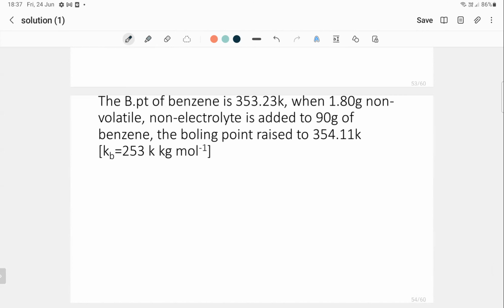Question. Nobody looked at it. Find molar mass of solute. Write it again. Find molar mass. Can we find it directly? No, not directly. Hey, man, here benzene is volatile. They are asking for non-volatile. Okay?